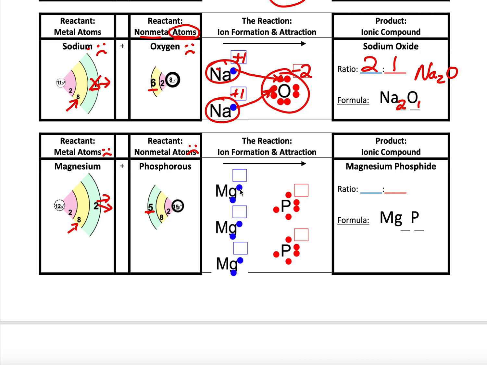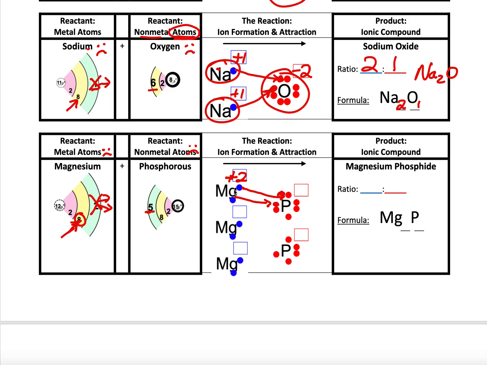Magnesium has to get rid of 2. It looks at phosphorus and says, will you take mine? Phosphorus says, absolutely, I need 3. So 1 goes there, the other one goes there. And phosphorus looks at magnesium and says, give me another one. And magnesium says, I can't. My 3rd energy level's gone, and now my 2nd energy level is my outermost, and that has 8. I'm not touching that. So this magnesium is all nice and happy with its +2 charge.